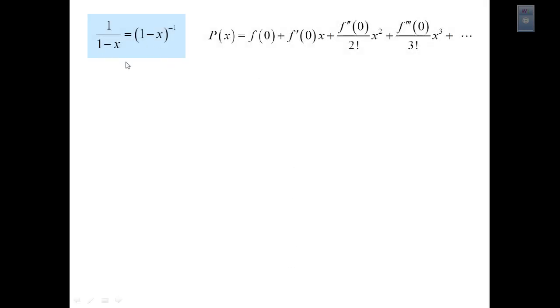All right, so first things first, let's find the Maclaurin polynomial for 1 over x. Or sorry, 1 over 1 minus x. So we're going to go through and find the derivatives. We're going to find the value of the function at x equals 0. We're going to find the derivative, its value at x equals 0, and continue on in the same way.